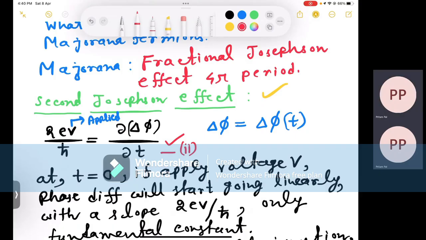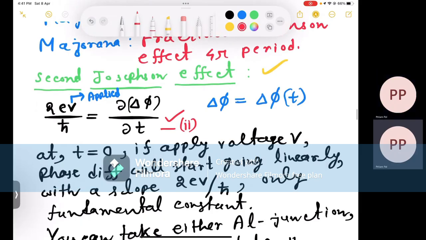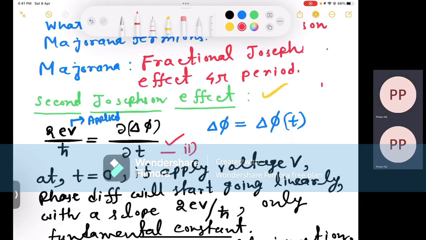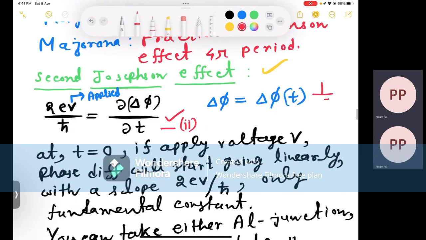But what happens now if we provide a voltage externally and drive the system? Basically, we are applying a voltage here. Okay, let's say plus V. That is a radio frequency voltage, a sinusoidal AC voltage that we are applying. So let's say at t equals 0, we apply a voltage V. The phase difference will start going linearly. You can see that from this Josephson equation.